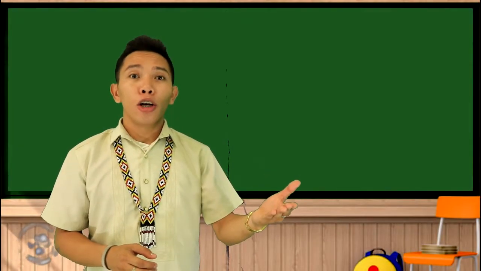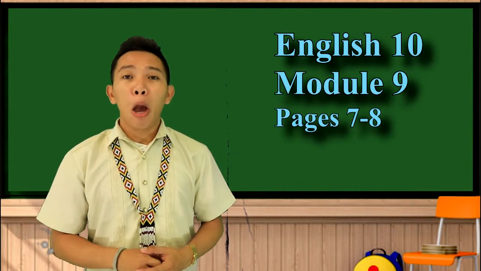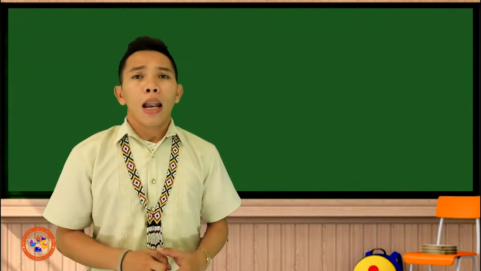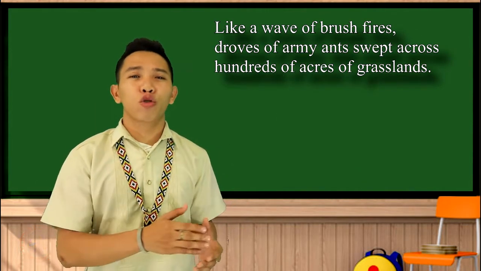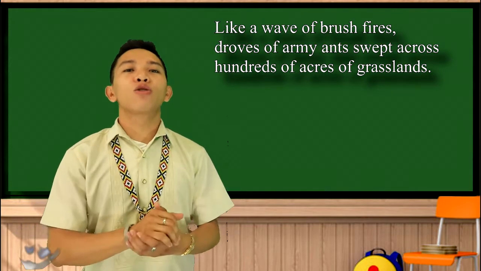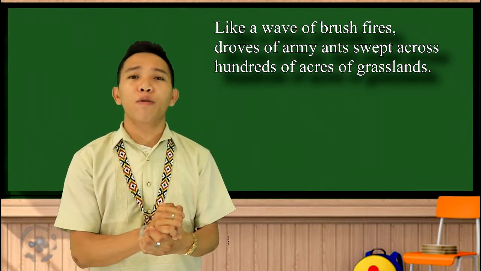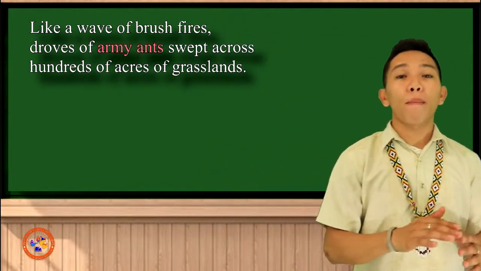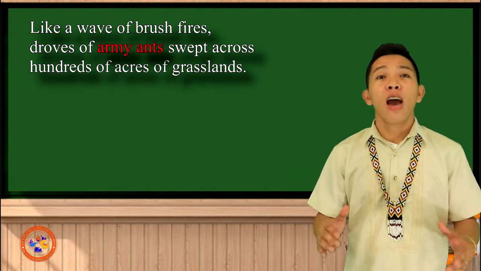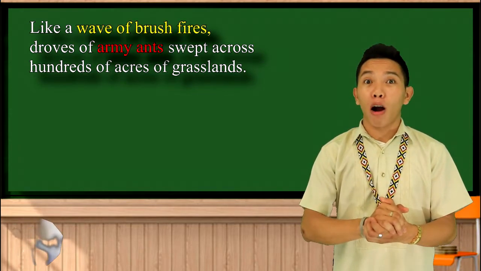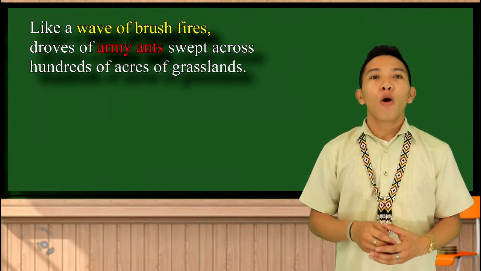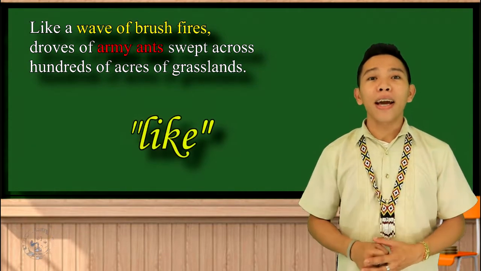Let's discuss them briefly. Here's an example found on your Module 9, page 7 and 8. Like a wave of brush fires, droves of army ants swept across hundreds of acres of grasslands. In this example, the army of ants which were swept across acres of grasslands was compared to the wave of brush fires. This qualifies to be a simile with the presence of the word like.